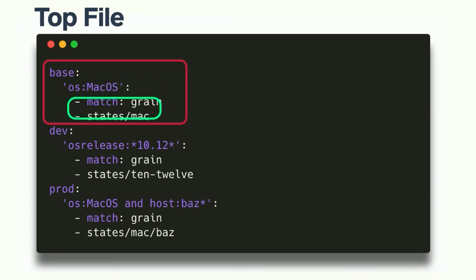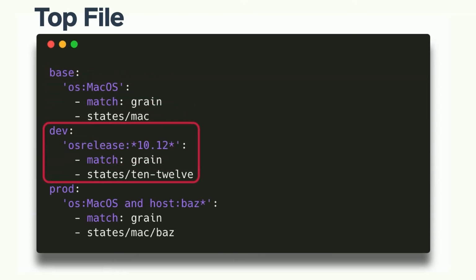So it'll then run, if we had a full setup of directories in different states, in this particular case, it would run the state's Mac file, or state. So if a particular minion was configured for a dev environment, and the OS release version is 10.12, which is also being matched off the grain, then that machine could get all the states that are in the 10.12 directory.